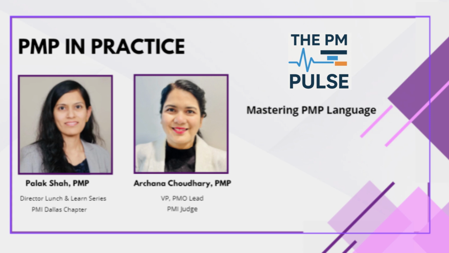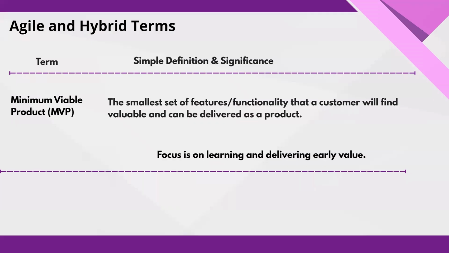In this video, learn about mastering PMP language part 2. Minimal viable product, MVP. It is the smallest set of features or functionality that a customer will find valuable and can be delivered as a product. So it's a working version that solves a core problem or meets a key need. Okay, and the focus is on learning and delivering early value.